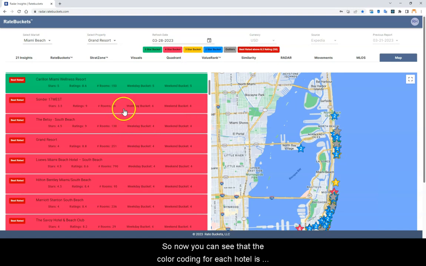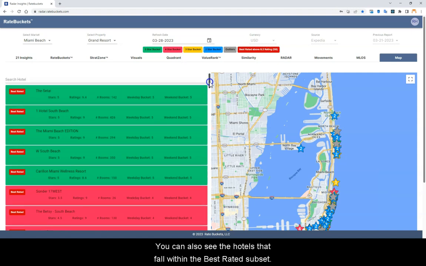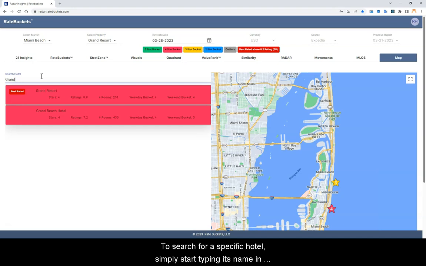So now you can see that the color coding for each hotel is the bucket where the hotel most frequently prices over the next 365 days. You can also see the most frequent bucket for weekdays and weekends separately. You can also see the hotels that fall within the best rated subset. To search for a specific hotel, simply start typing its name in the search box.